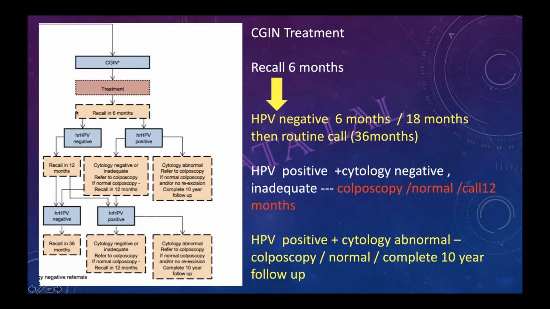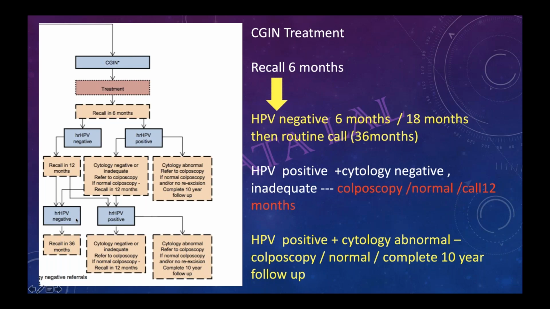Okay, now you see this pathway. If the CGIN is there, you did treatment, you called her at 6 months, HPV negative, we are very happy. We called her again after 12 months, second HPV also negative. HPV at 6 months, HPV at 18 months, that is 12 months after the first test, also negative. So we got 2 HPV negative. We are very happy. Our burden is less. This patient will be called at the 36 month time. So this is this part of the explanation.